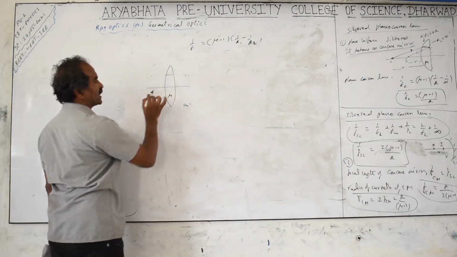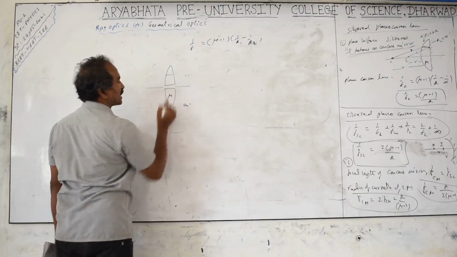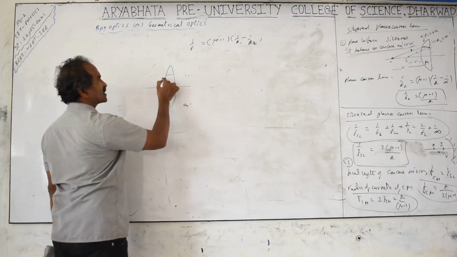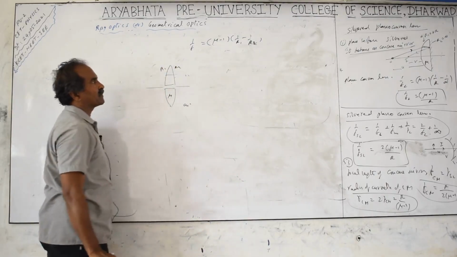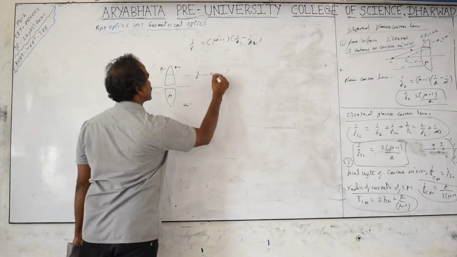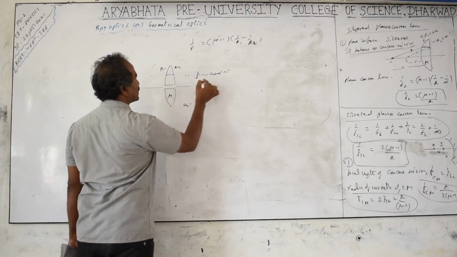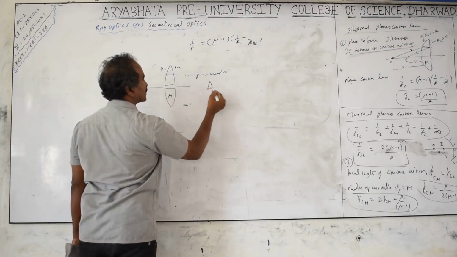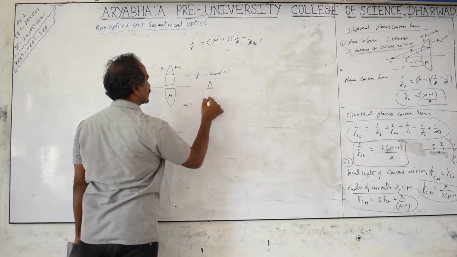But if I cut parallel to the principal axis, the radii of curvature r1, r2 remain constant, and mu also remains constant. Then there is no change in the focal length. So if you cut along the principal axis, f is constant. However many pieces you cut, this small piece also will have the same focal length. This one also has the same focal length. This also has the same focal length.